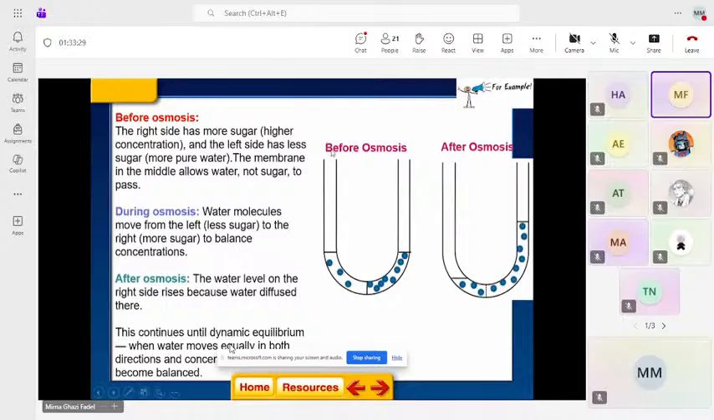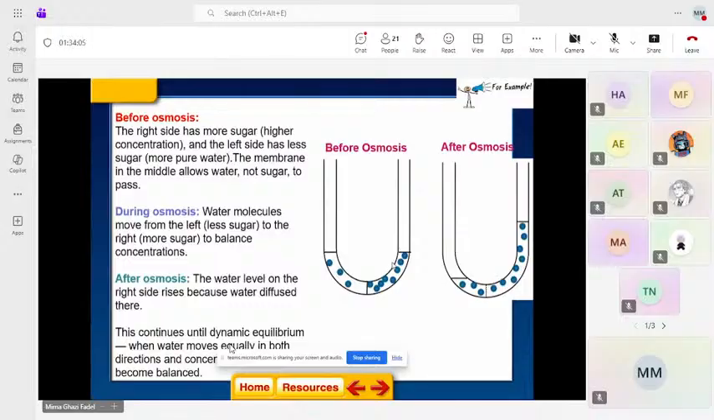Look, before osmosis, we have two sides. This is the left and here is the right. Look at the left side. It has less sugar, right? While the right side has more sugar. So during osmosis, what happened exactly is the water should move from left to right or right to left? Left to right. Why left to right?